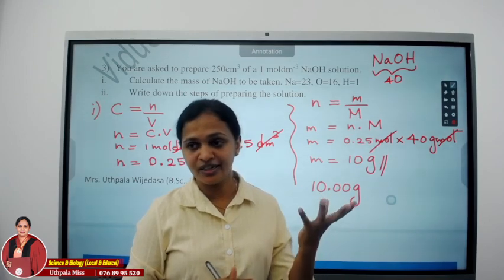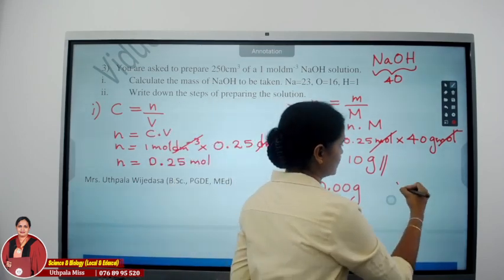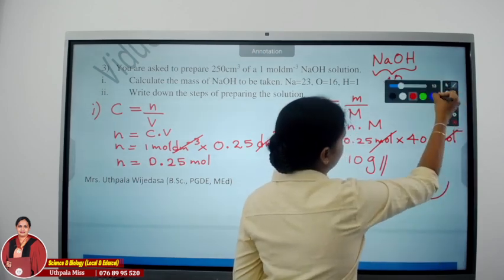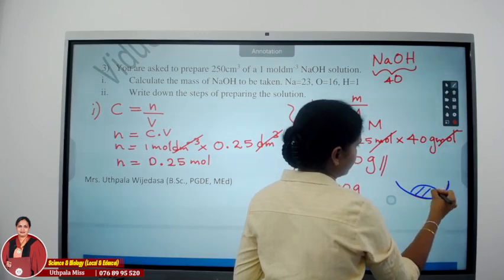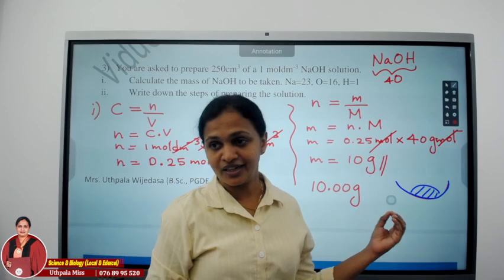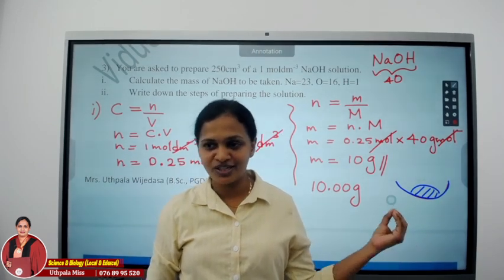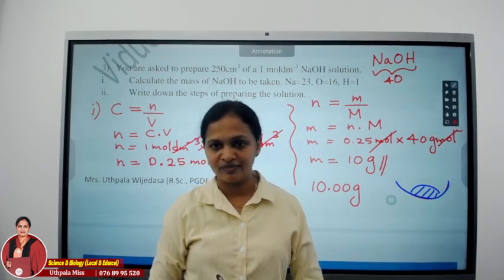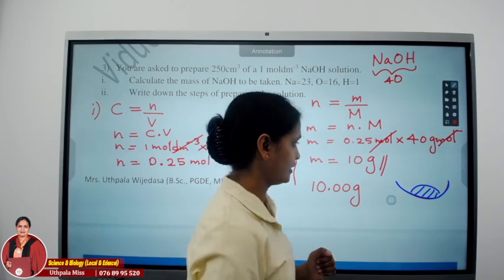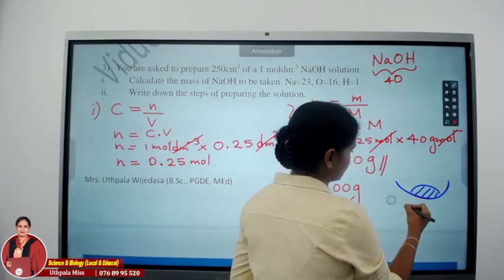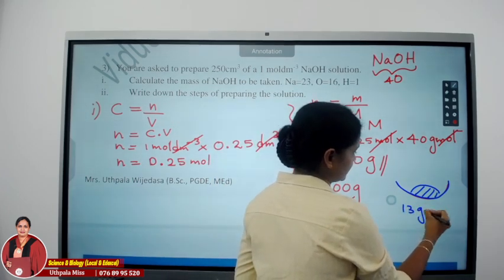What do you measure it in? You can use a watch glass. Use a watch glass and measure this 10 grams of sodium hydroxide. How do you measure? First of all, you measure the mass of the watch glass. Right? Then let's say you got, how much would a watch glass weigh? I will say 13 grams, right?